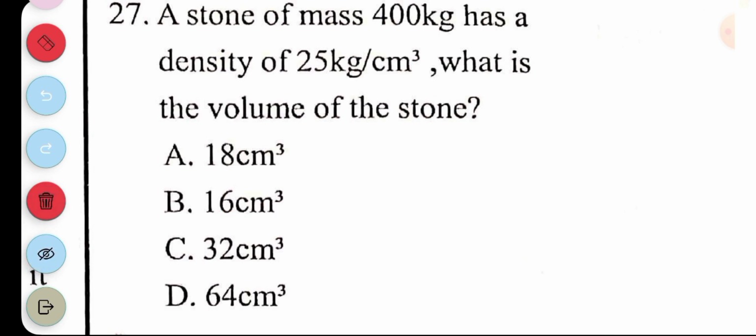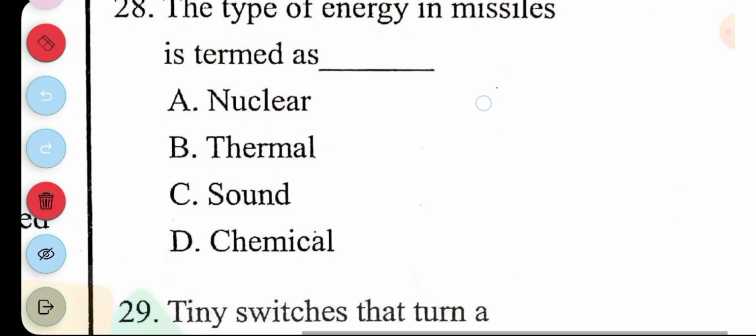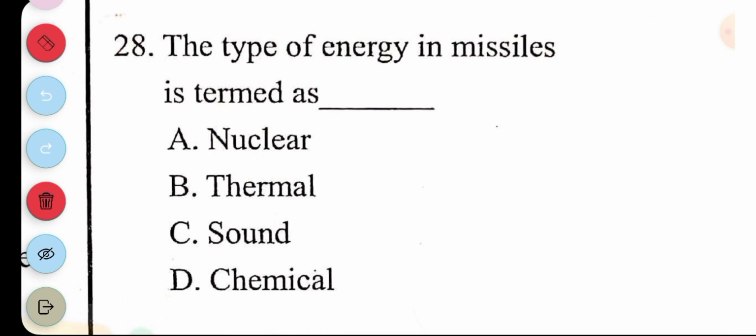Question 28. The type of energy in missiles is termed as A, nuclear, B, thermal, C, sound, D, chemical. So the answer to question 28 is A, nuclear.